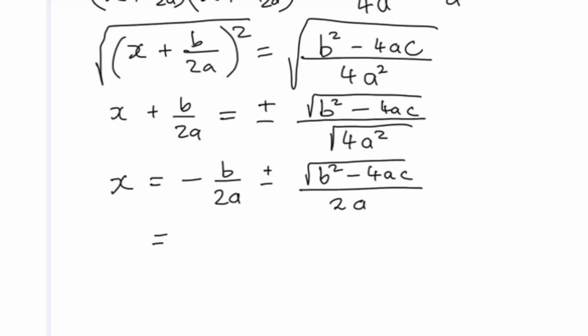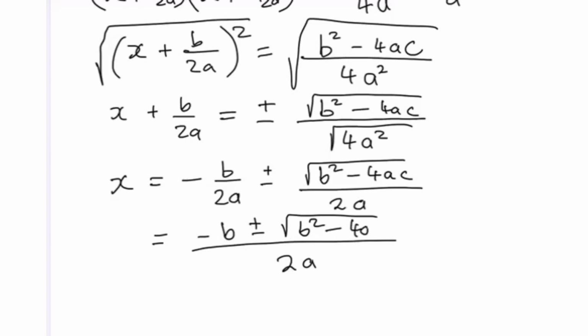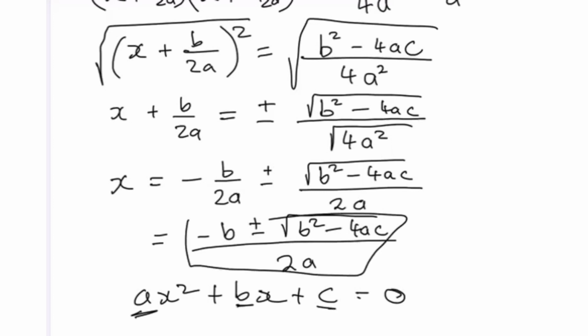Your final answer is that, simplifying this, you have your 2a as your denominator, and then you have minus b plus or minus the square root of b squared minus 4ac as your final answer. That is the reason why, when we have ax squared plus bx plus c equals 0, we substitute a, b, and c in this formula to get the solutions for this guy, that is our x.